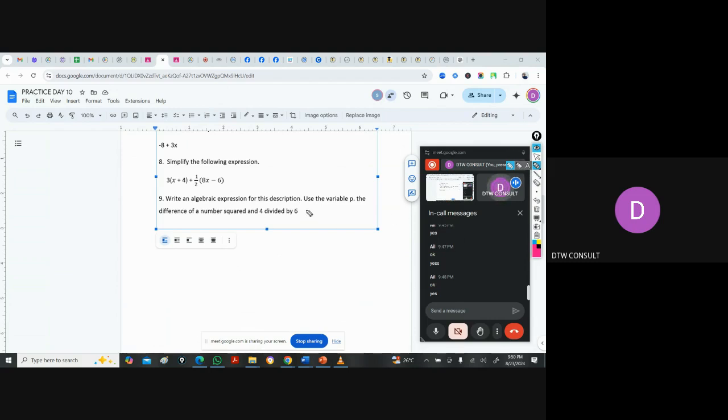What did you get for number 9? Read your answer. P squared minus 4 divided by 6. Say it again. P squared minus four, not squared, 4 divided by 6. Ali, what did you get? The same answer, but I didn't do the square. Okay, but don't forget it is squared here from the word.